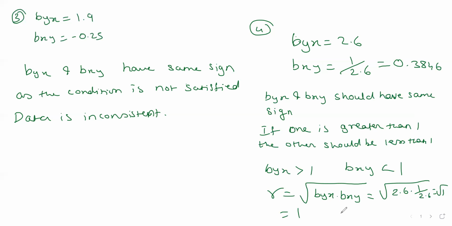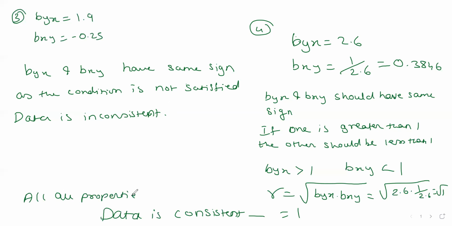Can r be equal to 1? Yes. So the data is consistent here. Here all the properties are satisfied, and therefore data is consistent. Here the data is inconsistent. Here what is the data? Consistent, as all properties or conditions are satisfied.